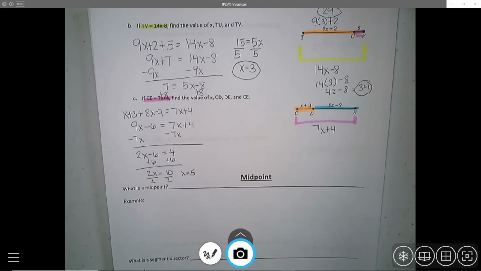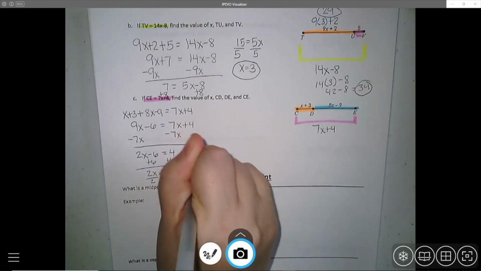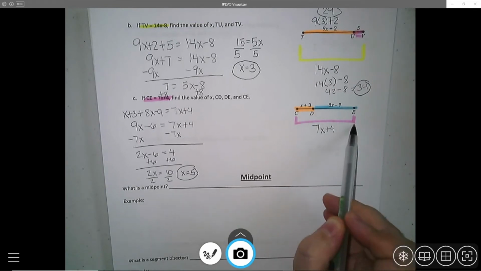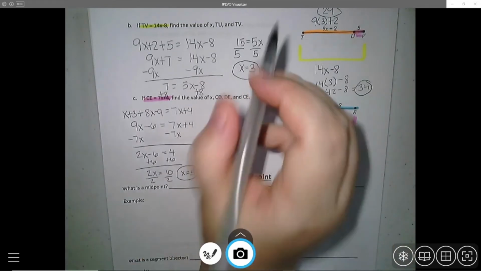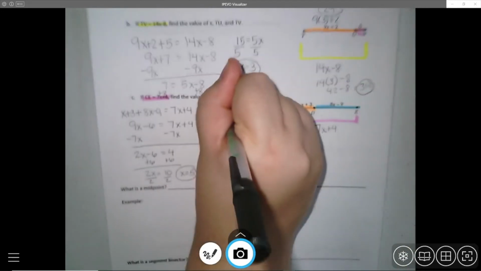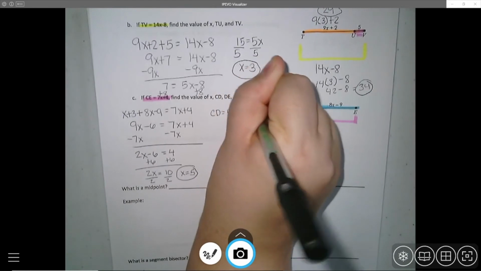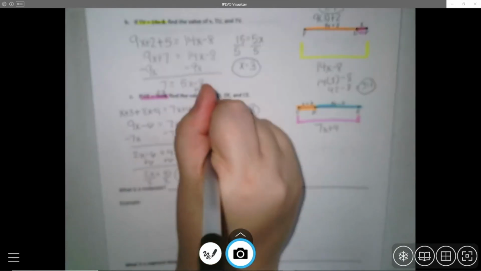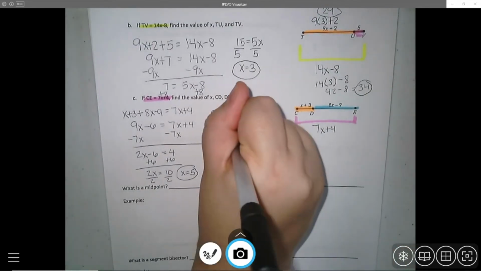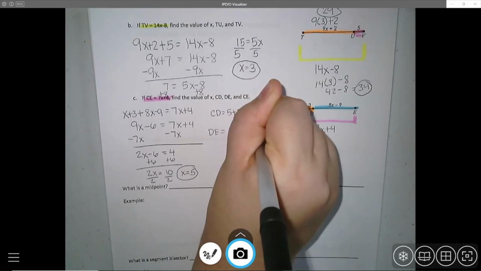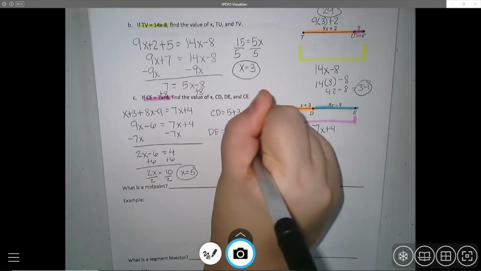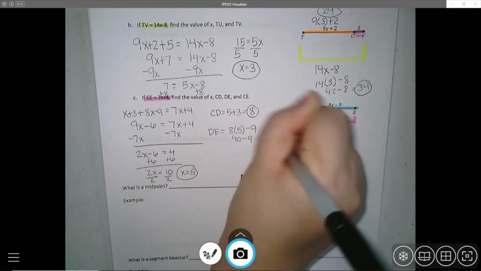Now, they want me to not only solve for x, but to solve for every piece: CD, DE, and from C to E, which is the whole thing. So, if I start with CD, CD is x plus 3, so that'd be 5 plus 3, which is 8. Then if I go to DE, DE is 8x minus 9. So that'd be 8 times 5 minus 9. 8 times 5 is 40 minus 9, which is 31.